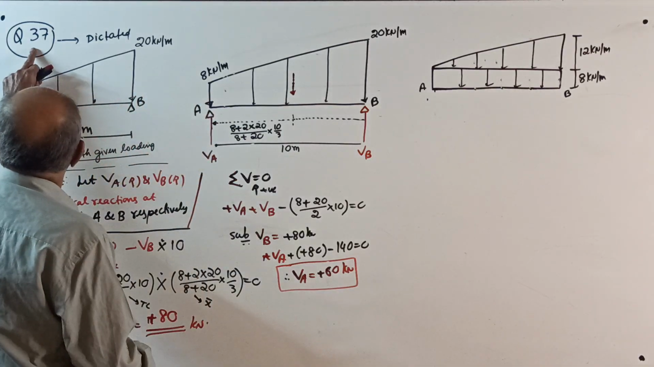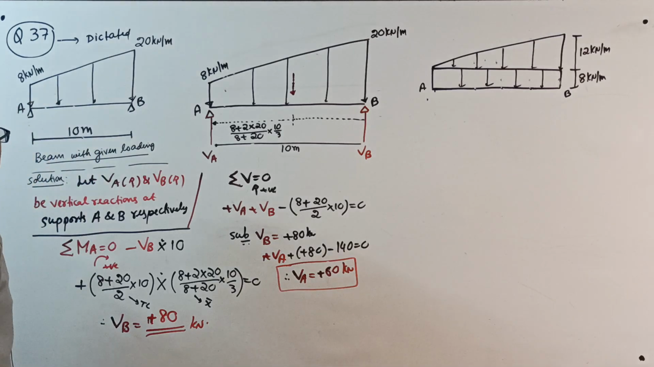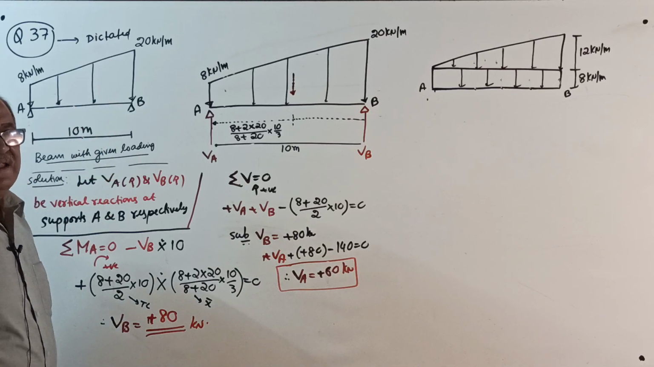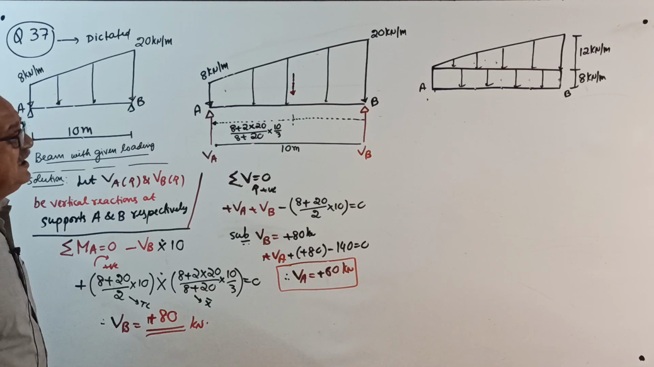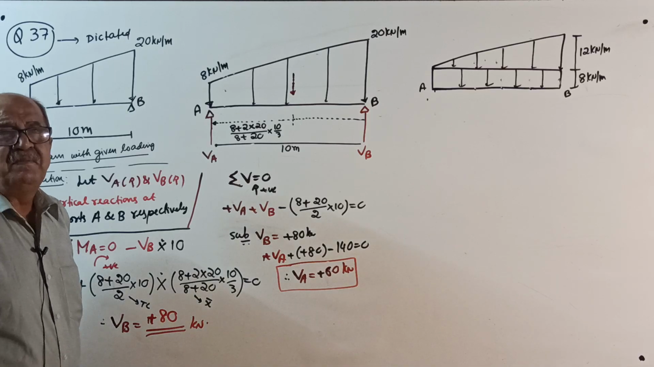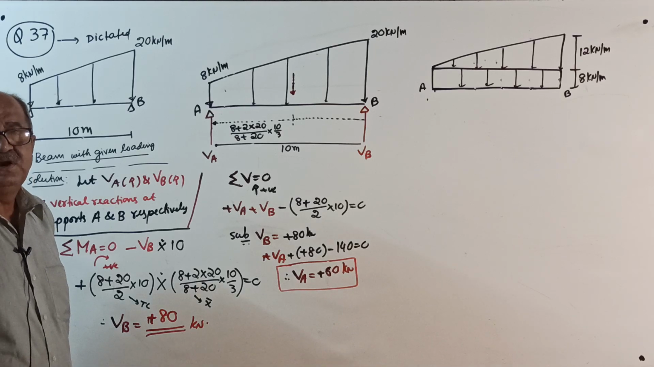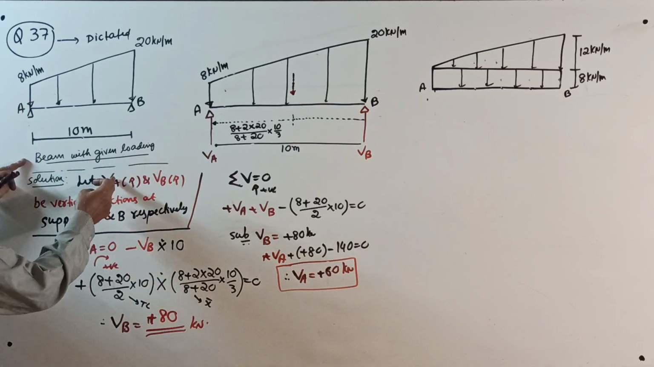Okay, start. Question 37, dictated as usual. Simply supported beam of span 10 meter, loaded by uniformly varying load of intensity 8 kN per meter at the left end, linearly increases to 20 kN per meter at the right end. Or they can tell: simply supported beam of span 10 meter, subjected to uniformly varying load, where minimum intensity is 8 kN per meter at the left end and maximum intensity is 20 kN per meter at the right end. Beam with given loading, usual story.